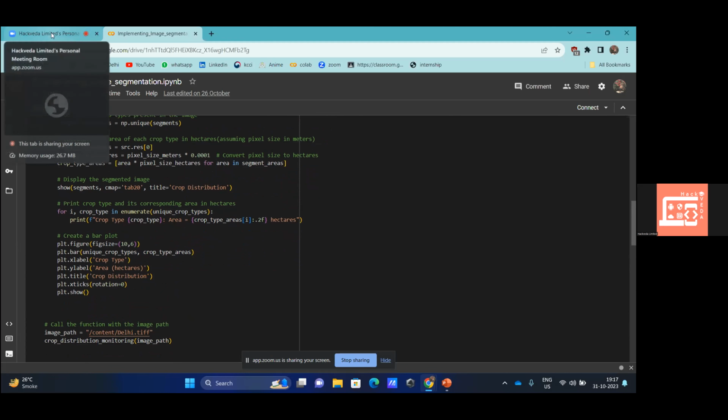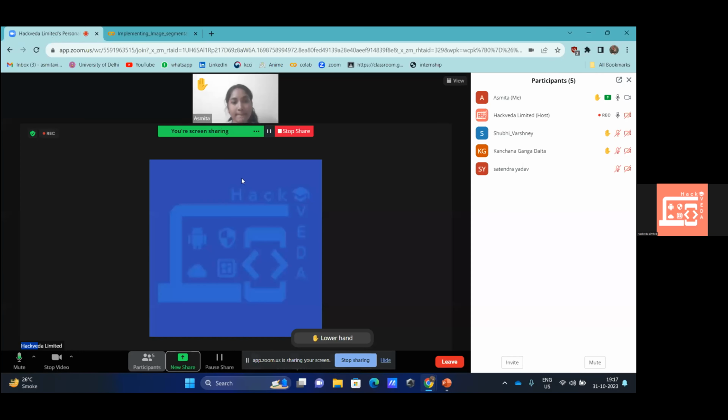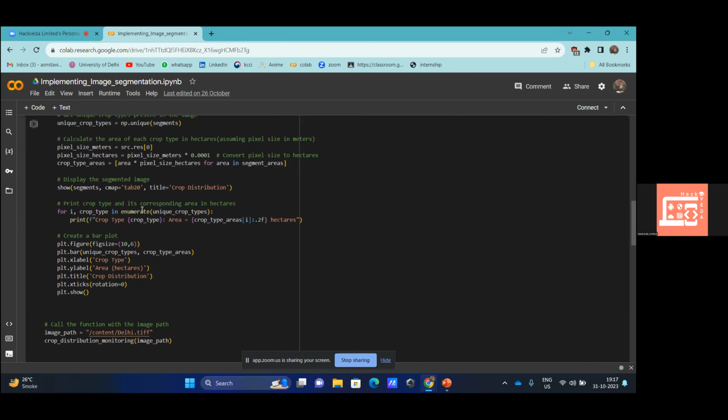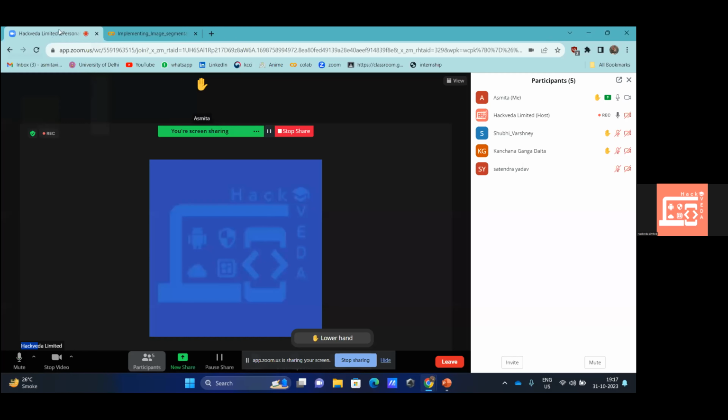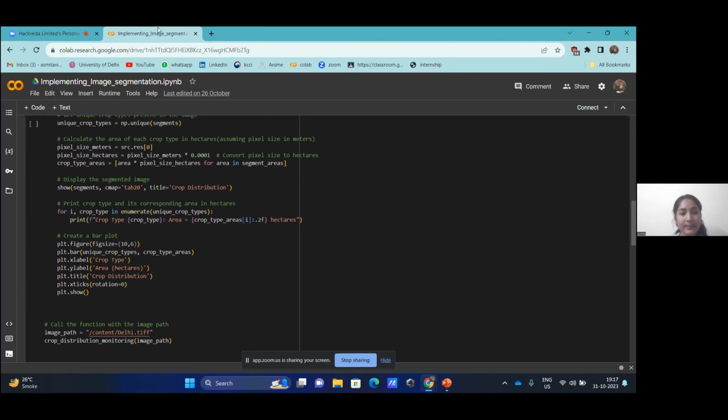Okay, so to show, what basically does this bar represent? Like you processed that image, you did the image segmentation, your image gets segmented, then what do these bars basically represent? Ma'am, it represents the crop distribution in that area.